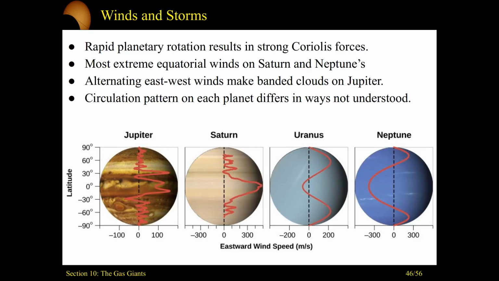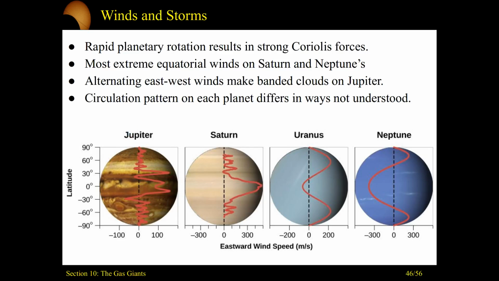So coming around, Saturn and Jupiter will have the most extreme storms. On Saturn, you'll have wind speeds that are upwards of 300, even as high as 400 meters per second. Similarly on Neptune, though for some reason in a westerly direction. So, things that we do understand.